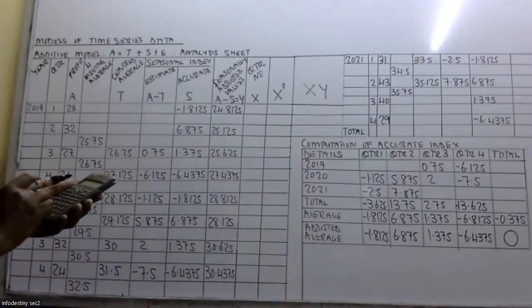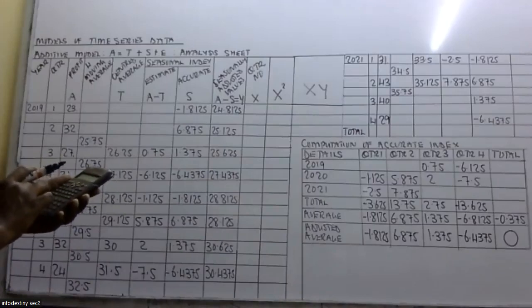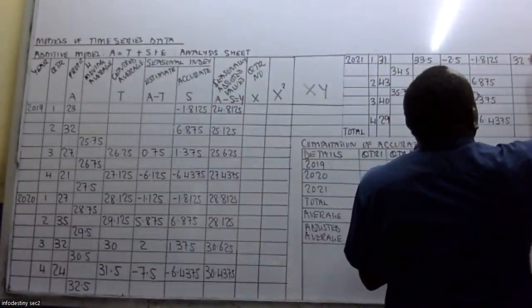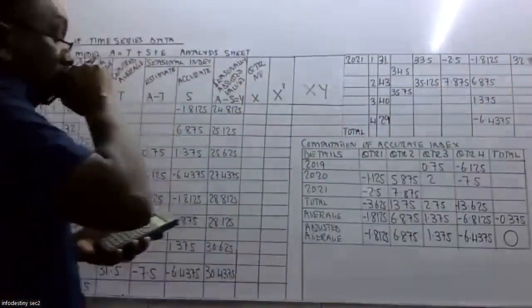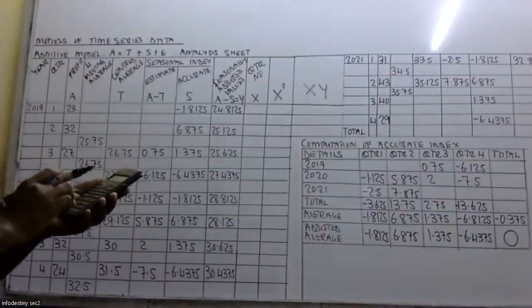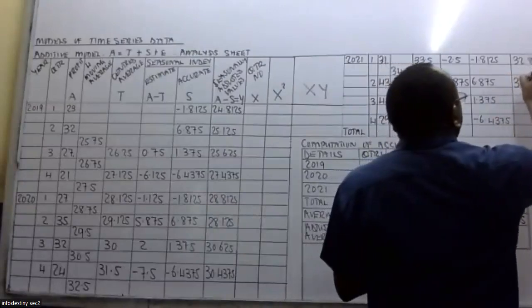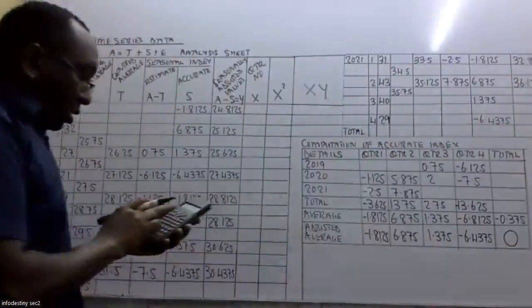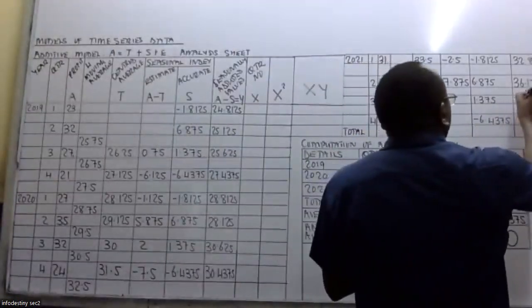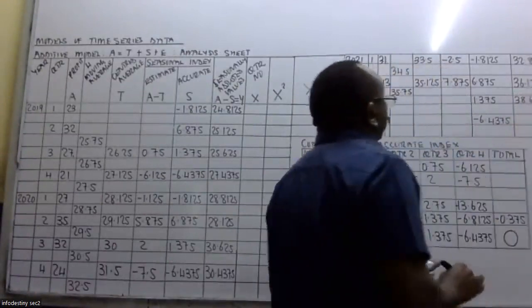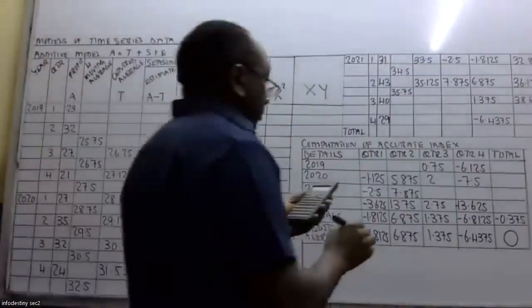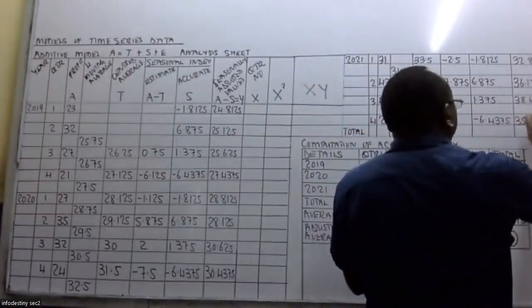That one minus 1.8125 is 32.8125. 43 minus 6.875 is 36.125. 40 minus 1.375 is 38.625. 29 minus 6.4375 is 35.4375.